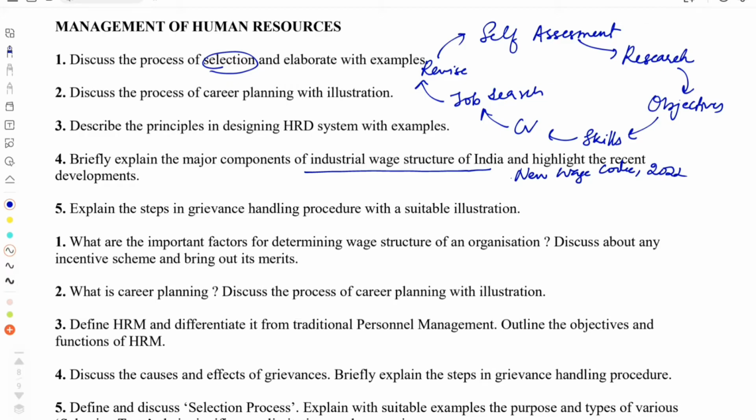Alright, so the next question is: explain the steps in grievance handling procedure with a suitable illustration. So what is grievance handling? What is a grievance? A grievance is when a written complaint has been filed by an employee which claims unfair treatment. That is a grievance. Okay.